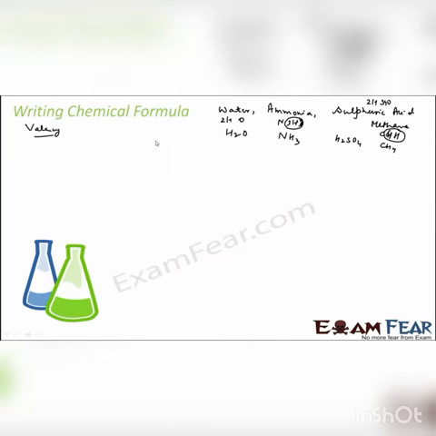So looking at the formula, you can actually tell that one water molecule has 2 hydrogen and 1 oxygen. One ammonia has 1 nitrogen, 3 hydrogen. One sulfuric acid molecule has 2 hydrogen, 1 sulfur and 4 oxygen atoms. One methane molecule has 1 carbon and 4 hydrogen atoms. Pretty easy, right?